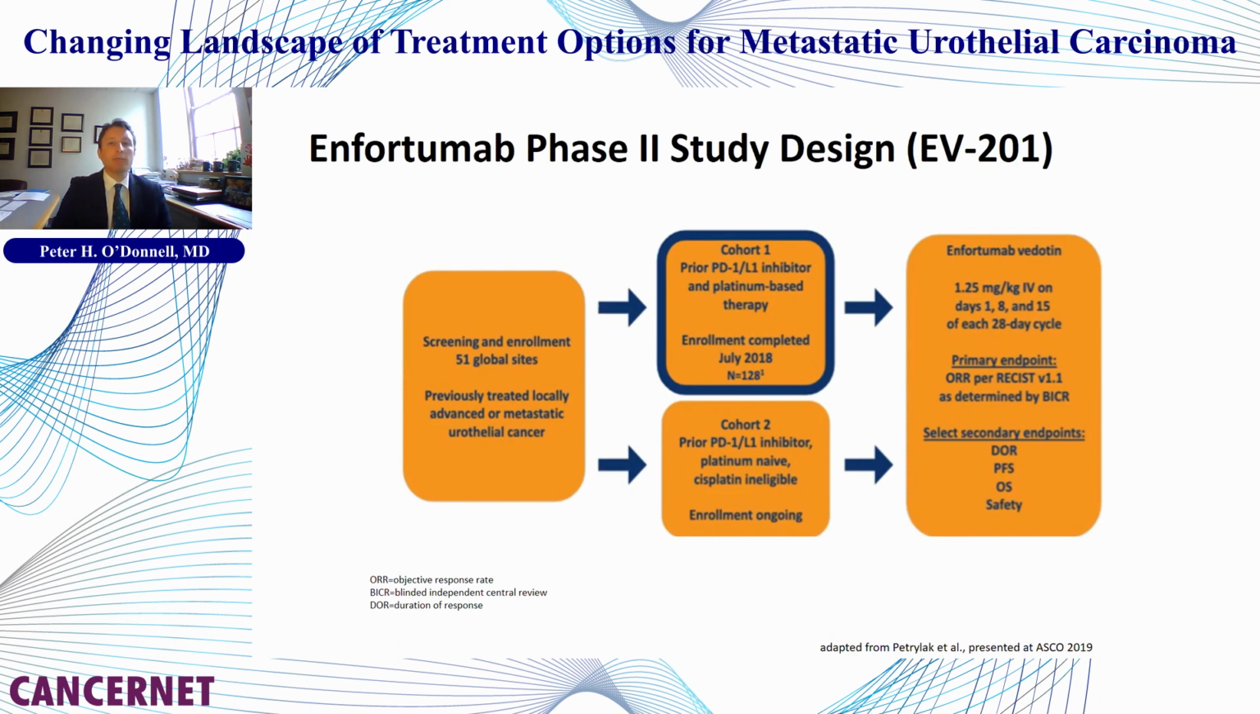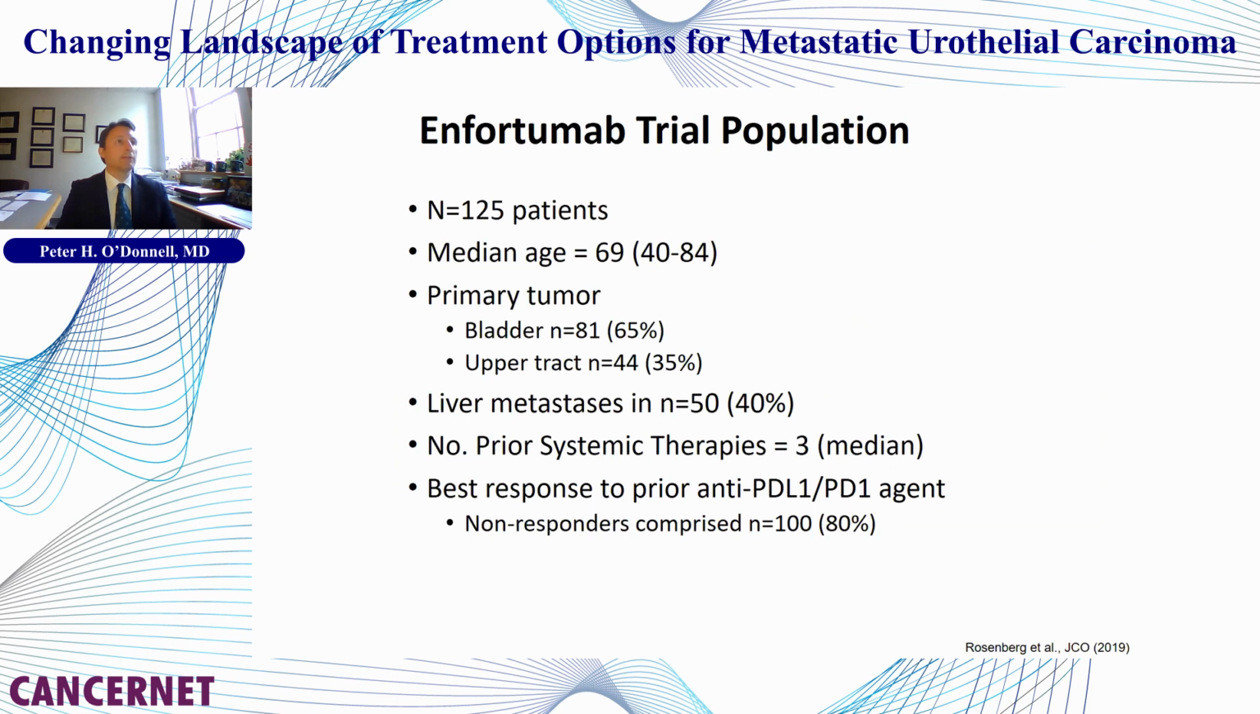The primary endpoint of the study was the overall response rate, and then secondary endpoints, of course, were duration of response, progression-free survival, and overall survival. So the 125 patients, as I mentioned, the demographic characteristics were that the patients were a median age of 69, although quite a large range of ages. The primary tumor for these patients was predominantly in the bladder, as we would expect, but there was a third of patients that had upper tract primary tumors.